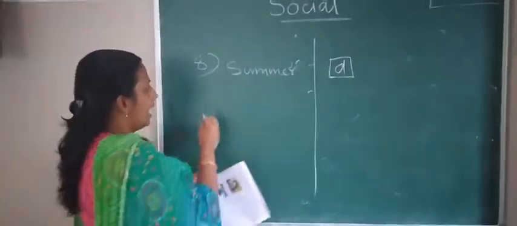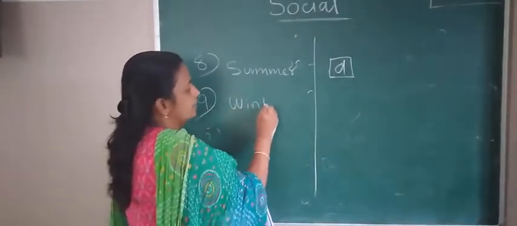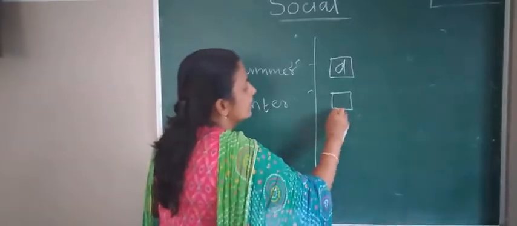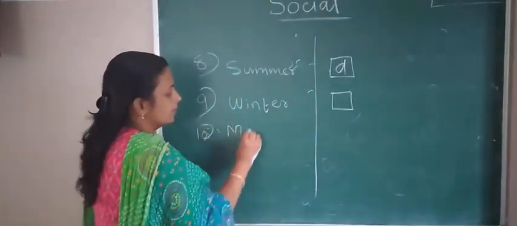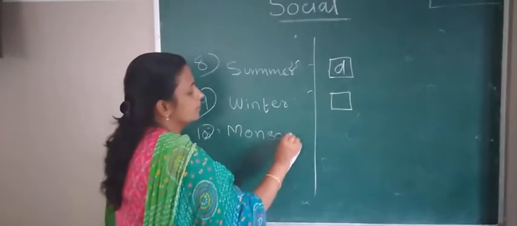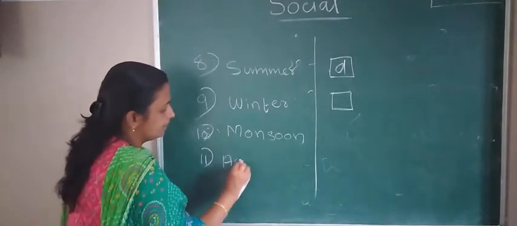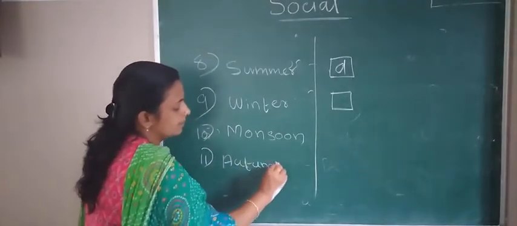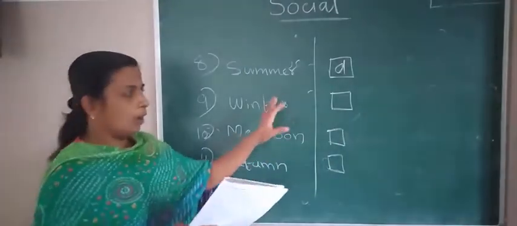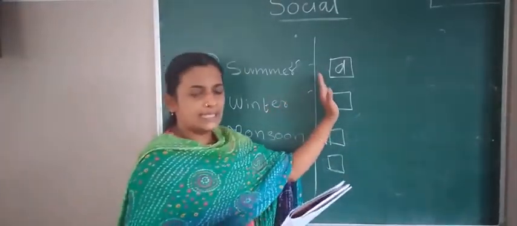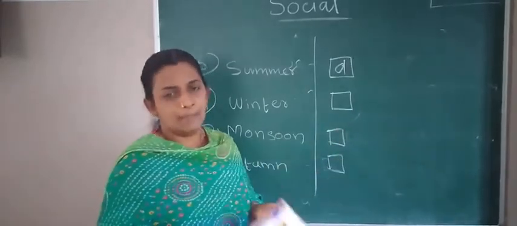Got it? And the 9th one, winter. One box is there. 10th, monsoon. 11th, autumn. Okay, you only have to write the alphabets in the boxes and you can submit.